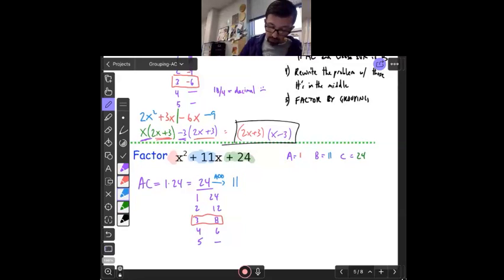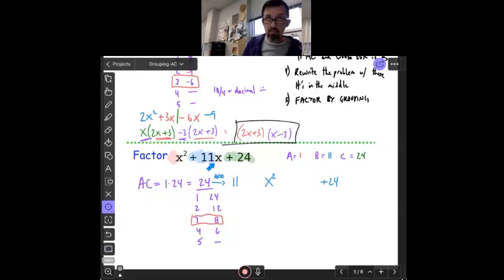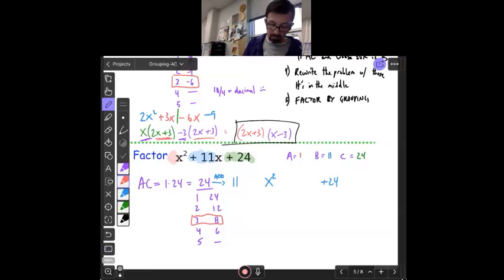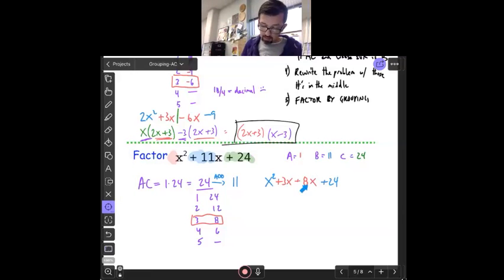What do I do with that 3 and that 8? The x squared stays put. The 24 stays put. That 3 and that 8 are a way of breaking up 11x. So it's not just 3 and 8, it's 3x and 8x. So plus 3x plus 8x. I think I said 11x. So 3x plus 8x is 11x, right? So these are equal to each other right now.